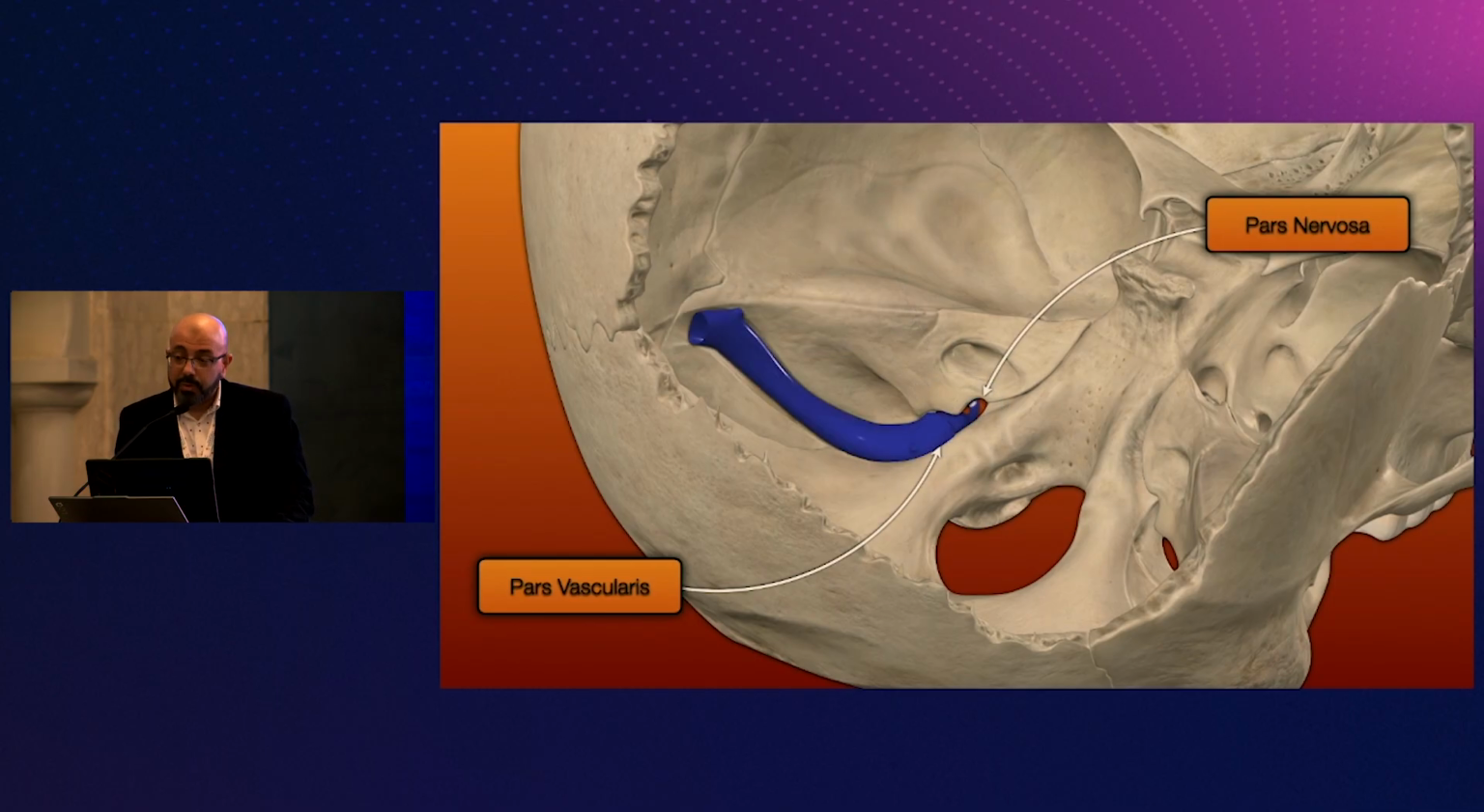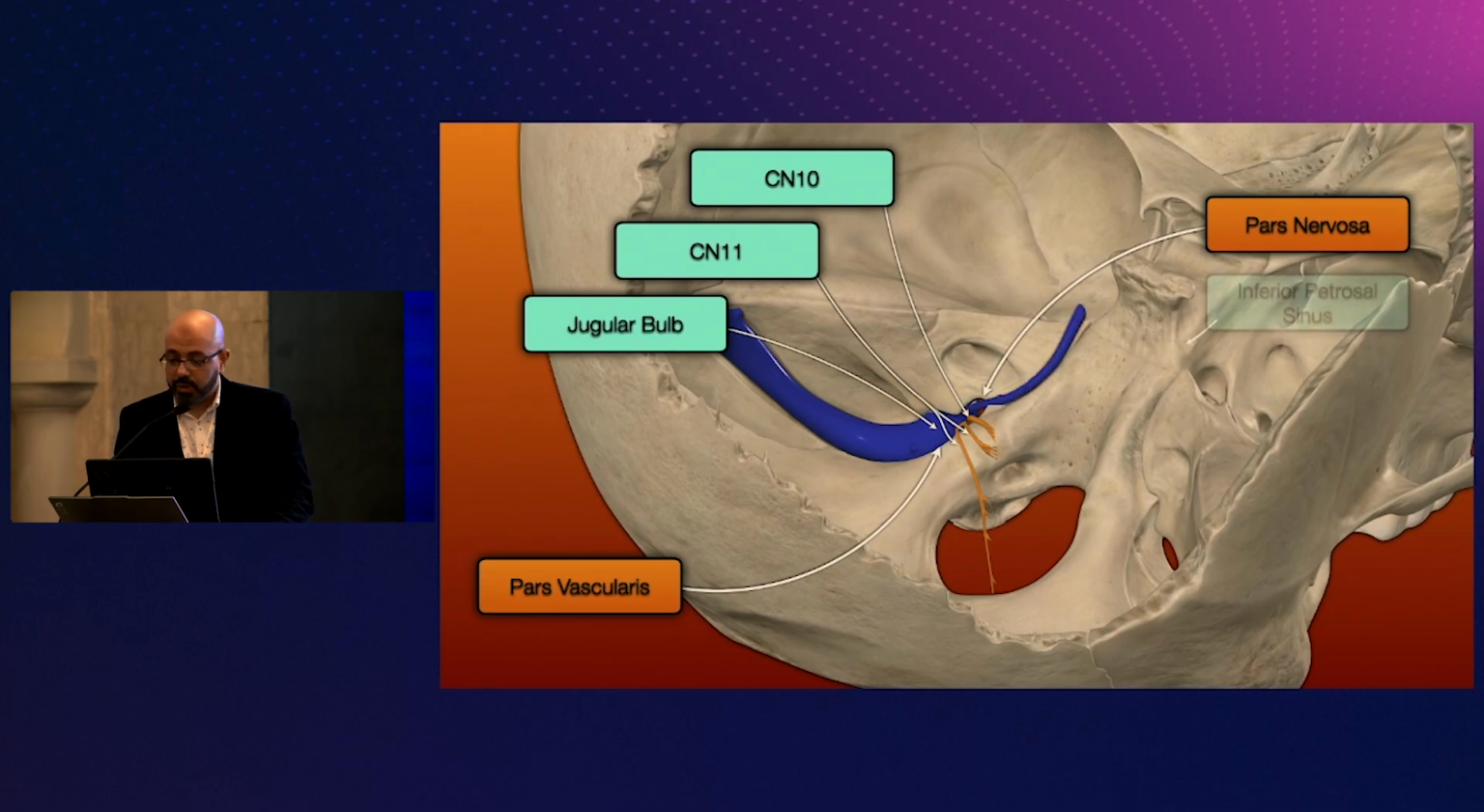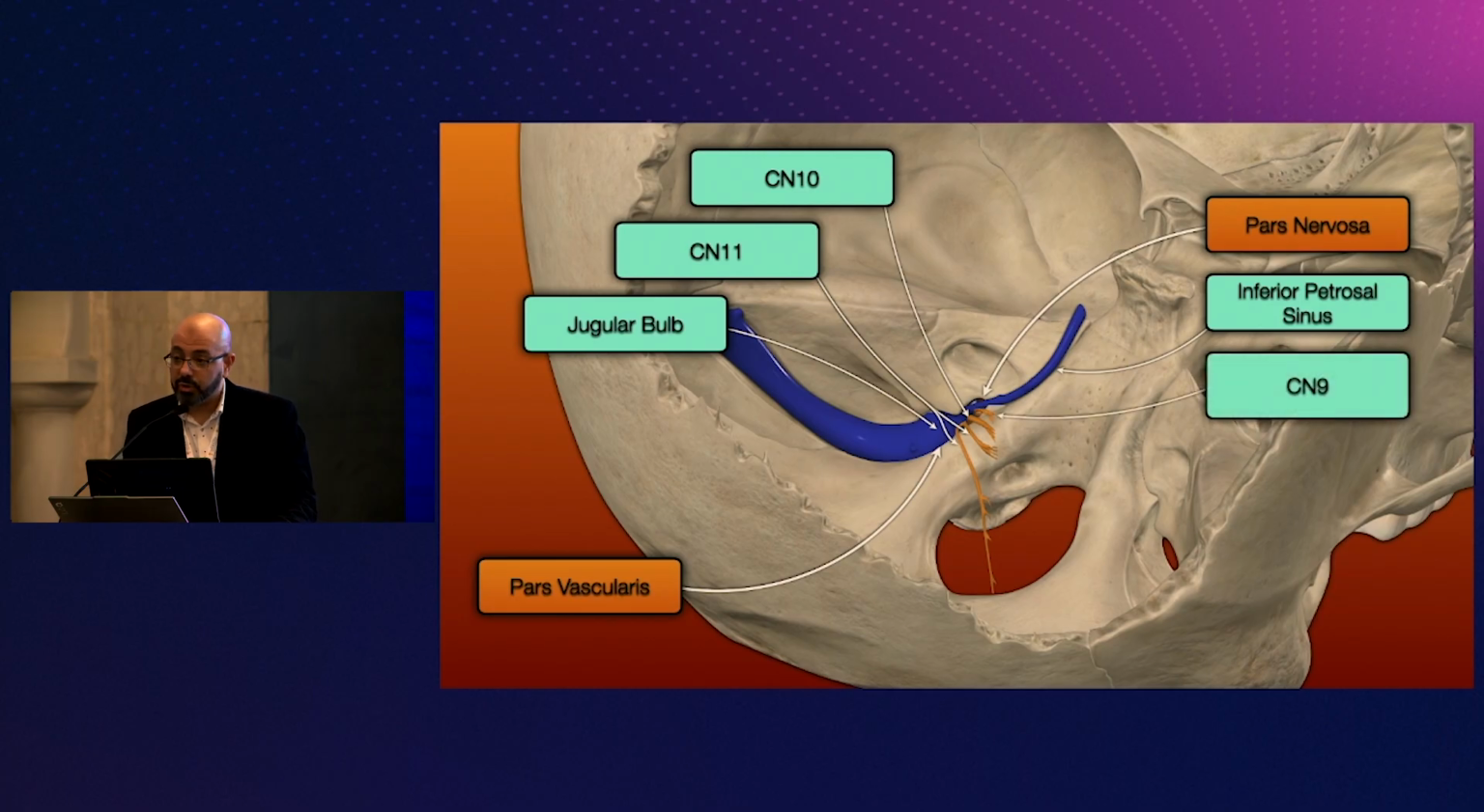The structures passing through the pars vascularis are the jugular bulb, of course, I'm sure we all know about it, and two nerves: number 10, the vagus, and number 11, the spinal accessory nerve. The pars nervosa has only two structures: the inferior petrosal sinus, this is the vessel, and cranial nerve number 9, the glossopharyngeal nerve. So for some odd reason, the pars nervosa has fewer nerves than the pars vascularis, just to confuse everyone.